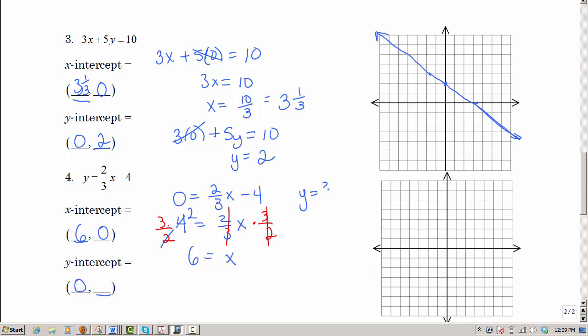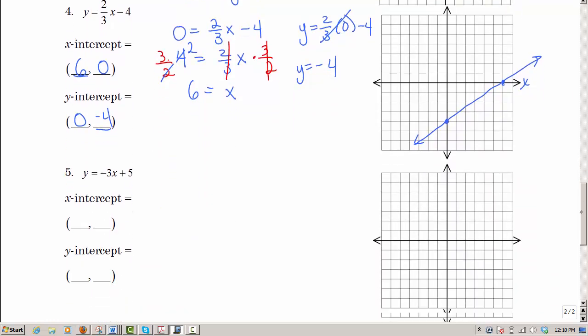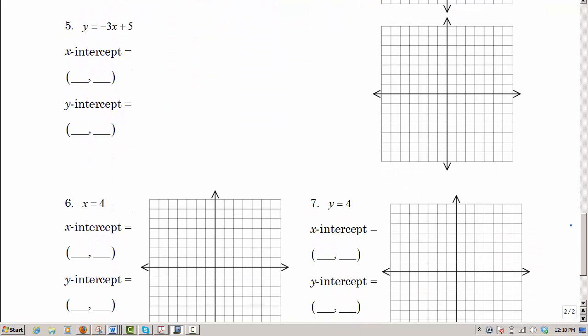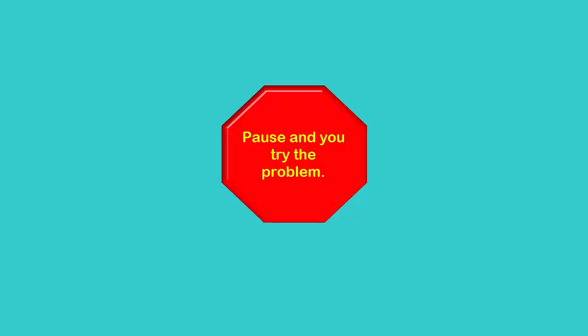This should be easier. So 2/3 times 0 minus 4. A lot easier. So again, I plot my points. Here's my x-intercept. Here's my y-intercept. Connect those points, make a line. Just a few more.